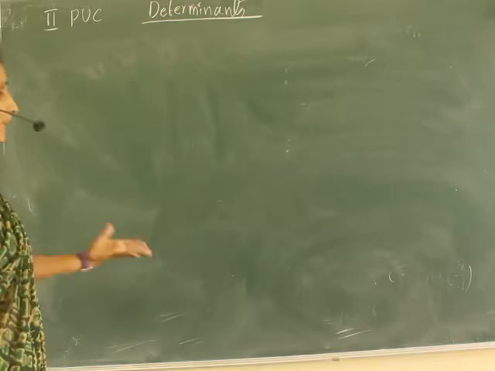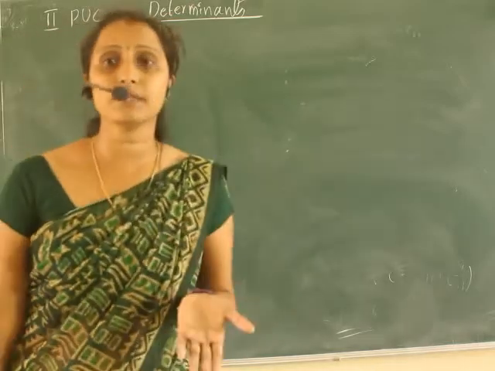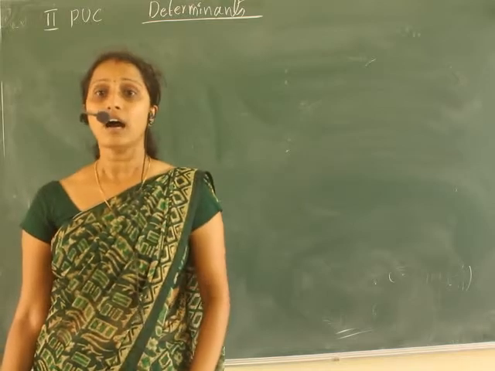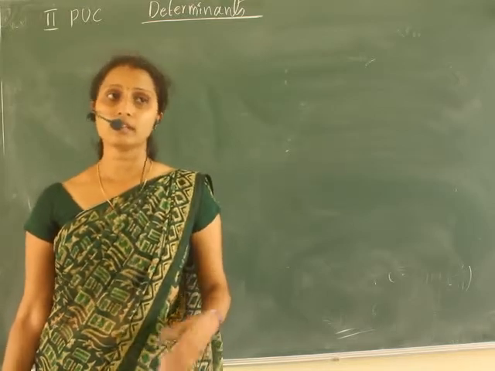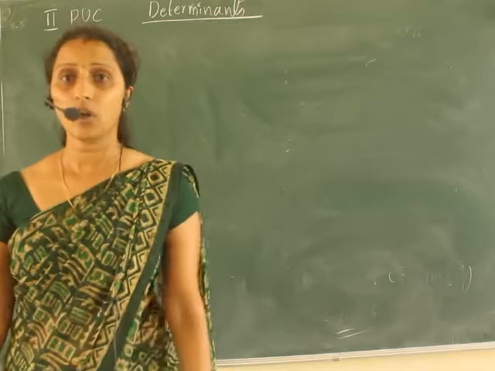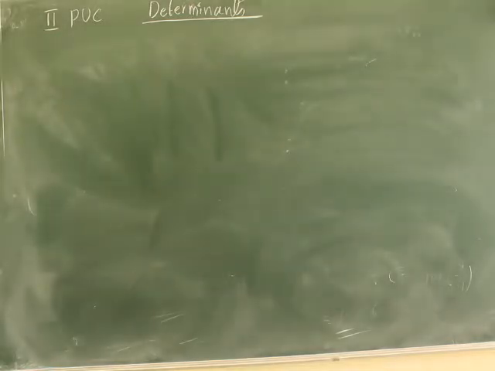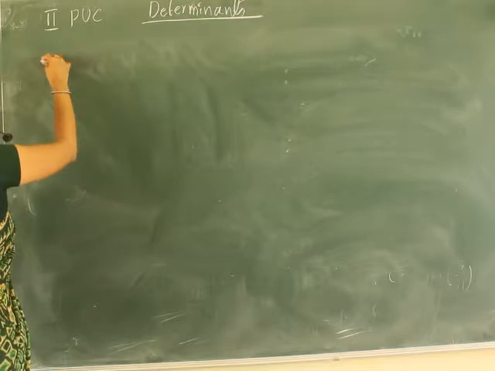So next, to find the determinant of a given matrix, we can expand along R1 or R2 or C1, C2, any row or column we can expand. Already we have expanded along R1, now we'll expand along R2. So how can we expand along R2?